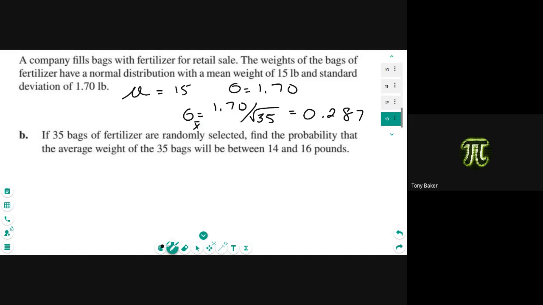Wait, you said that 0.287 what now? That's the standard deviation of the sample means. Okay. So now we're going to do the exact same thing we did before, except we're going to use this new standard deviation. We're not going to use 1.70. So x is 14, so z is 14 minus 15 divided by 0.287. That's all you do differently.